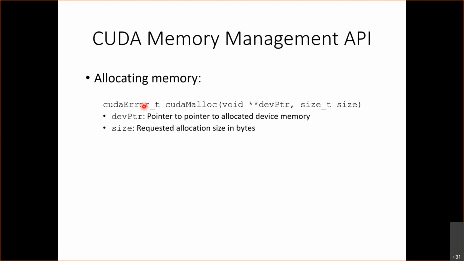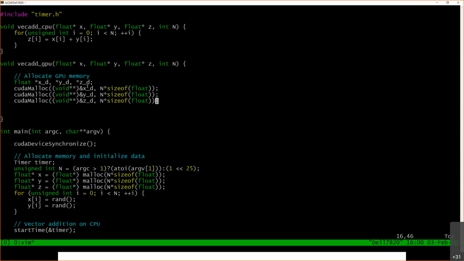And the reason we're not doing x_d equals cudaMalloc is because we want to use the return value as an error code. That is why we are passing the pointer where we want the result to be as a parameter, as opposed to what we did down here, where we did x equals malloc something. Okay.